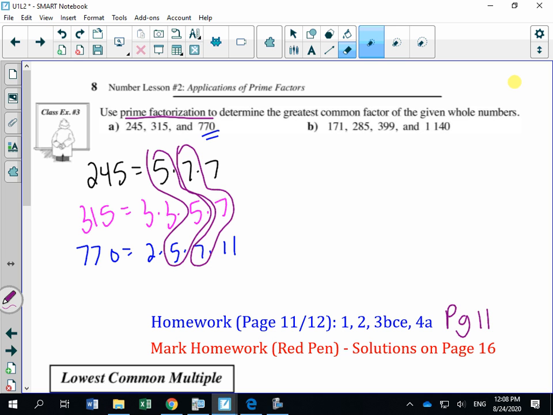Now, any other numbers that are common to all 3? There isn't, right? There's a 2 here, but I would need 2's up here, so I can't circle any 2's. I can't circle any 3's because this guy would need a 3 and this guy would need a 3, right? So that's it. And for every group that you circle, you always take out one number. So take out a 5 and take out a 7.